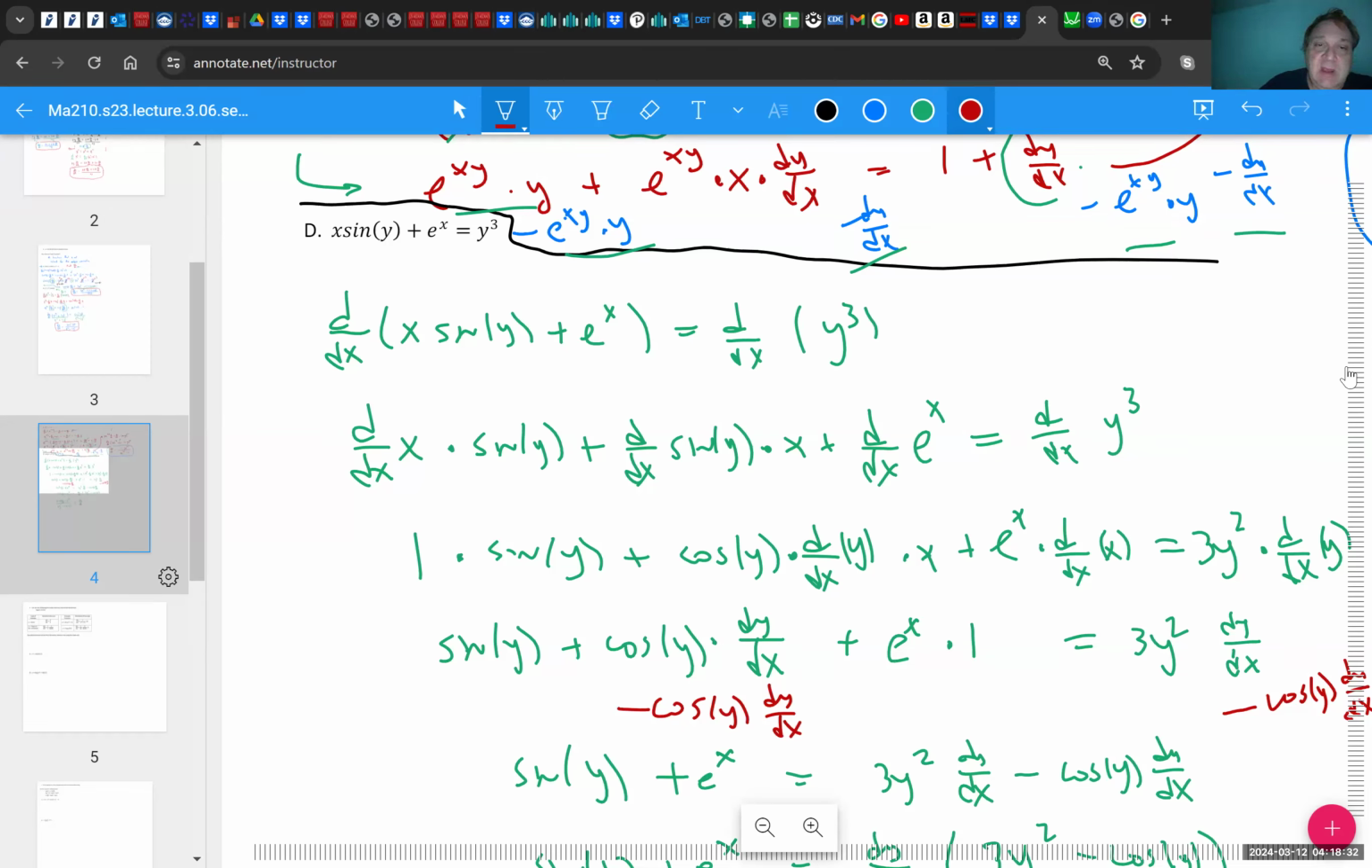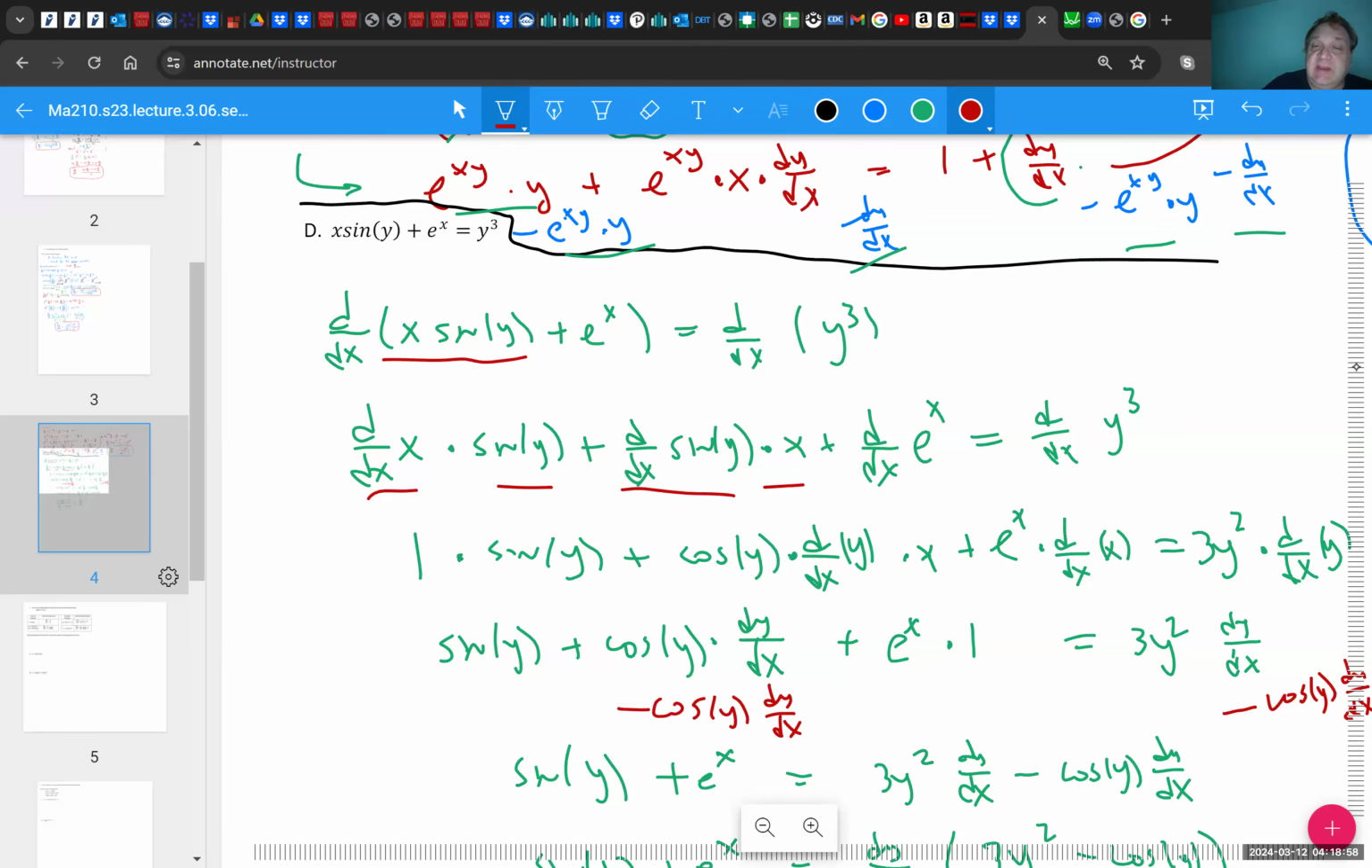So the derivative of x sine y, this is again the product rule, because x times sine y are two different functions being multiplied. So the derivative of these two things right here would be the derivative of the first times the second plus the derivative of the second times the first. So that's just the standard product rule. Notice I didn't do any derivatives yet. I'm just writing it out.